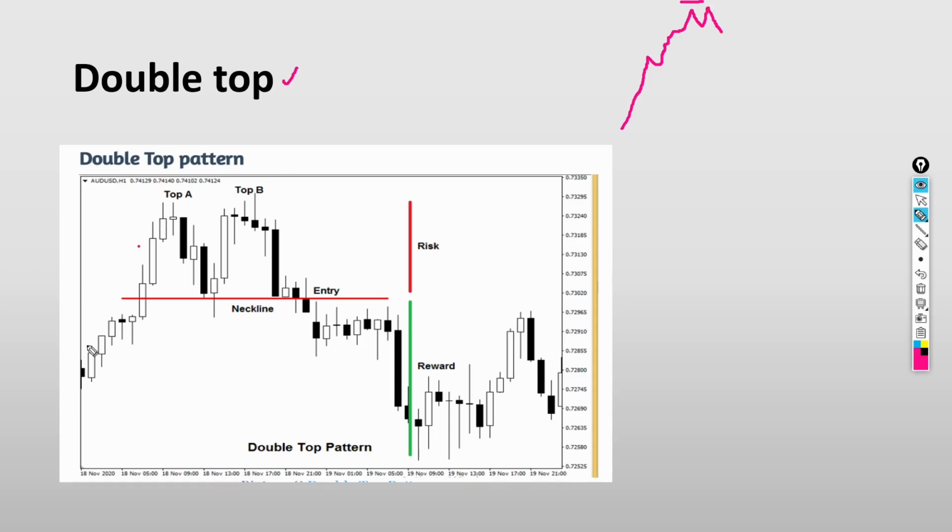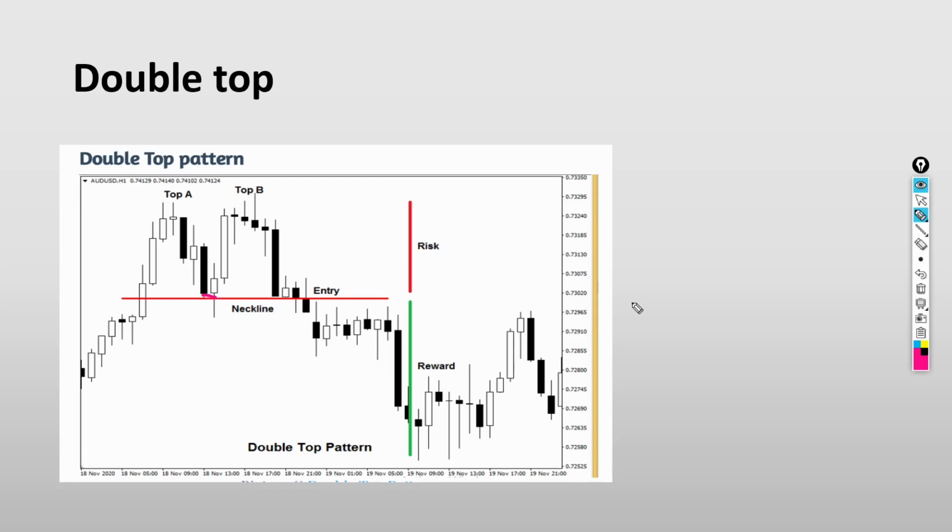So for example, look here, this was a clear uptrend. We formed the first top, then the price retraced, and then it forms a new uptrend. Okay, and then it finally breaks after forming this double top. So double top means that here it forms a neckline.